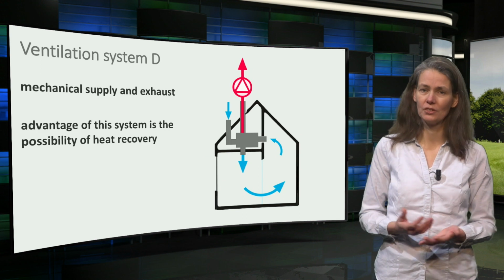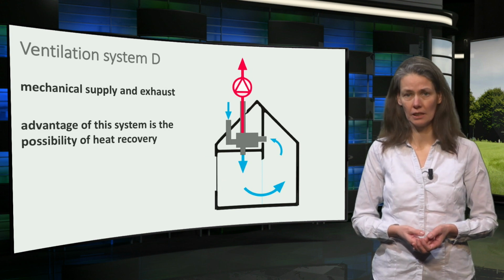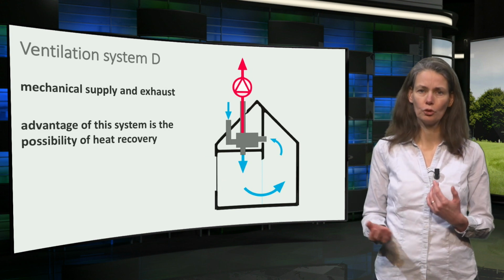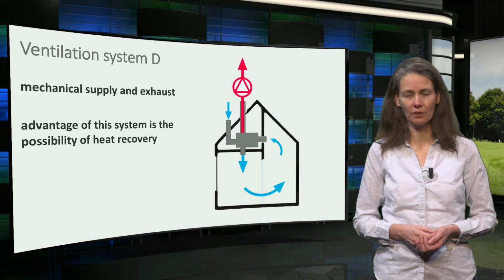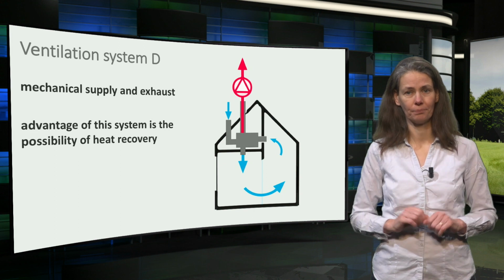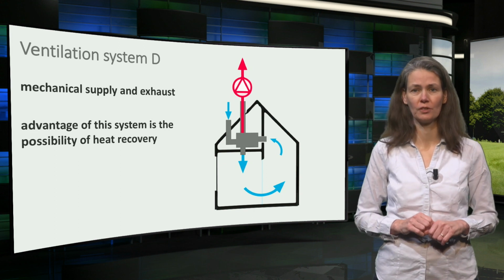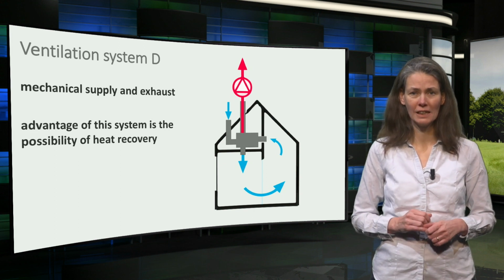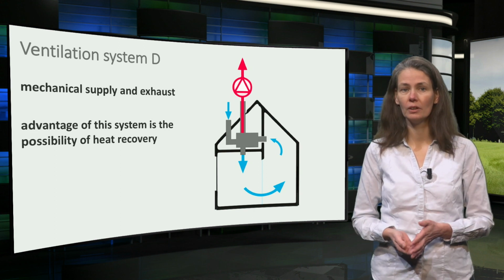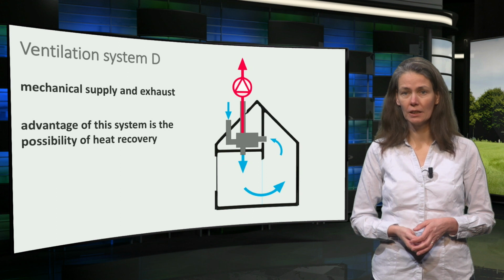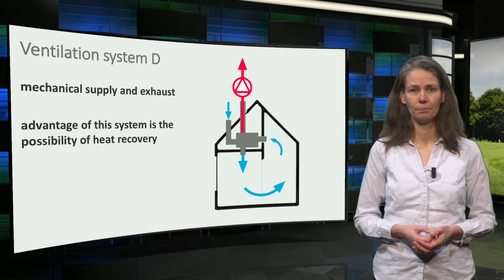A more advanced system is System D. This system controls both the supply and exhaust amount of air and is therefore a balanced system. Another advantage of this system is the possibility of heat recovery. Heat recovery, however, will be discussed next week in the reuse step.